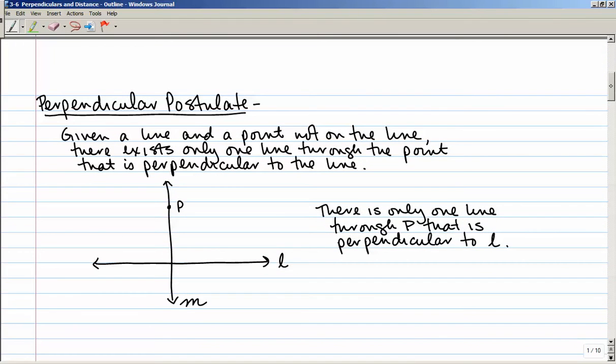The perpendicular postulate says that given a line and a point not on the line, you remember that's similar to the parallel postulate we had before, if you have a line, like line L, and point P, which is not on line L, there exists only one line through the point that is perpendicular to the line. So while there are an infinite number of lines I can draw through point P, there is only one line that is going to be perpendicular to line L.